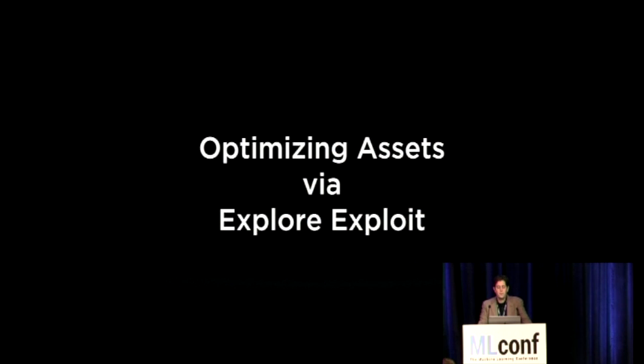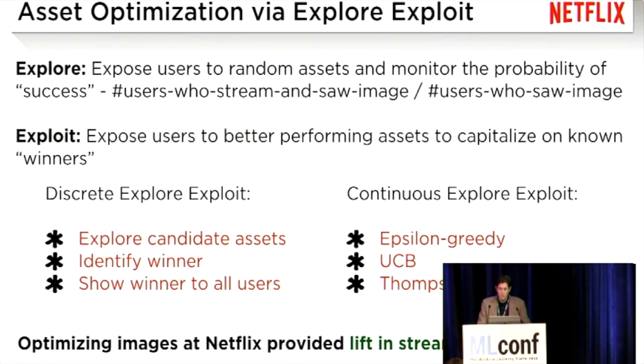So let's see a little bit of machine learning. How can we optimize the asset using explore-exploit? When I say asset optimization, I'm referring to the task of figuring out when to use which assets. And so we have an explore-exploit process, where in the explore process, random assets are presented to users while monitoring the probability of success. You can define the probability of success in many ways, but the way it's defined here is the number of users who streamed after seeing the image divided by the number of users who saw the image. So it's a little bit like a condition on the fact that you got the asset, what's the probability that you actually streamed the movie.